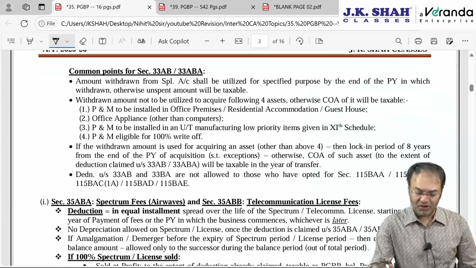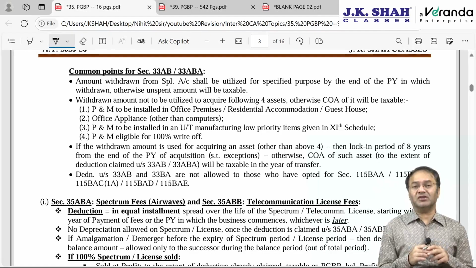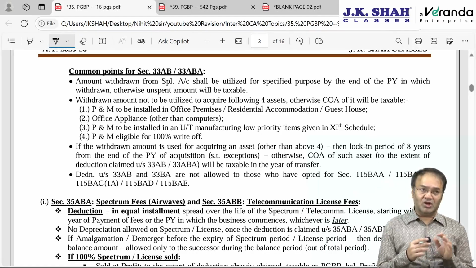Right. Now, common points. Here, deduction is allowed to all assessees subject to a CA certificate. The CA certificate will have to be furnished along with, or 1 month before, the due date of filing IT return.